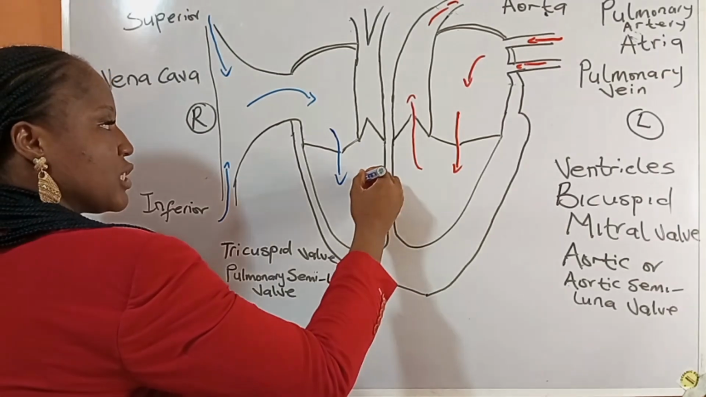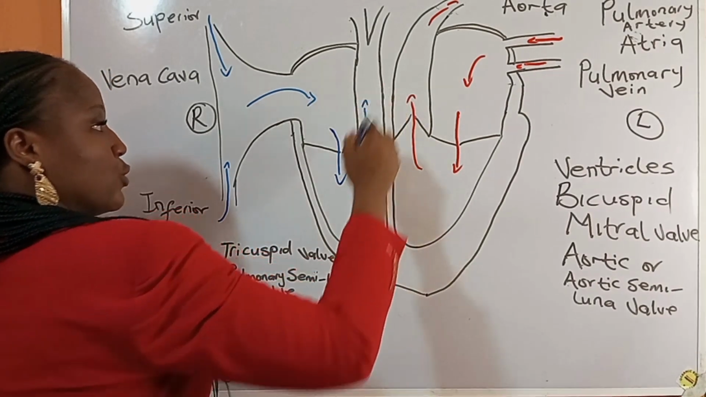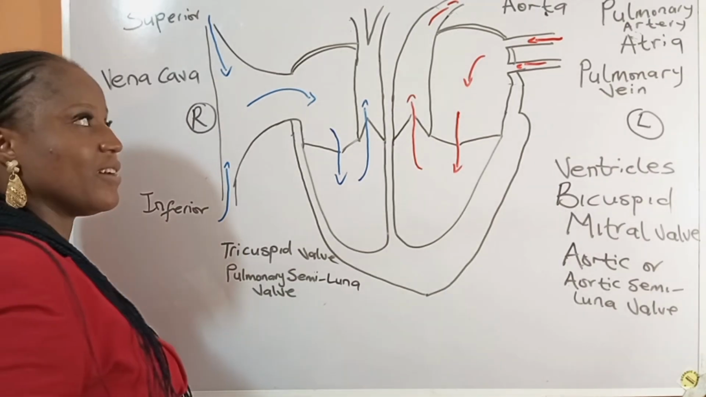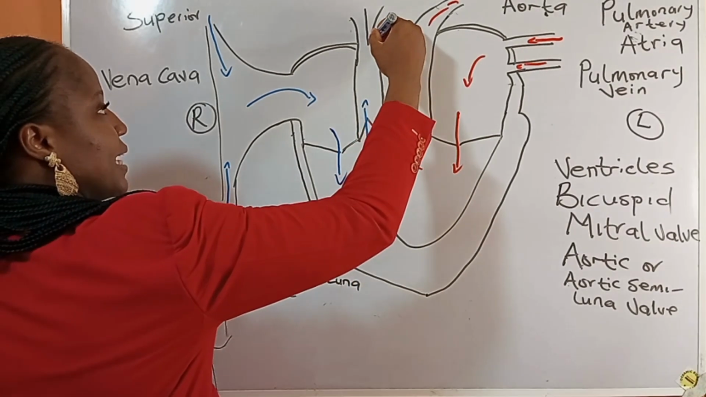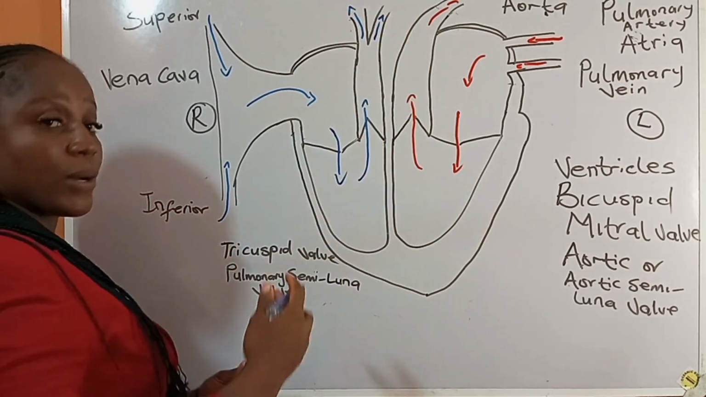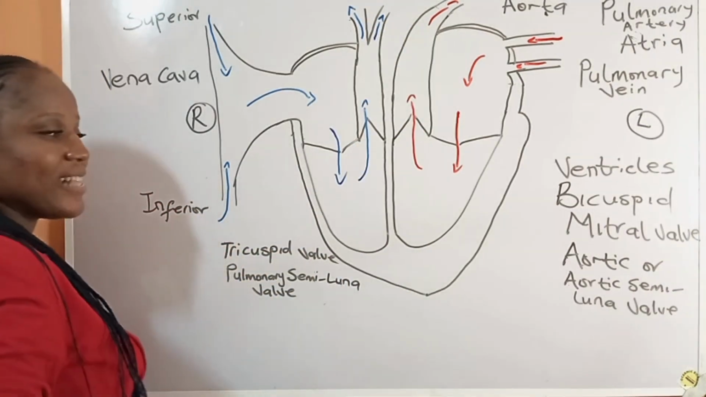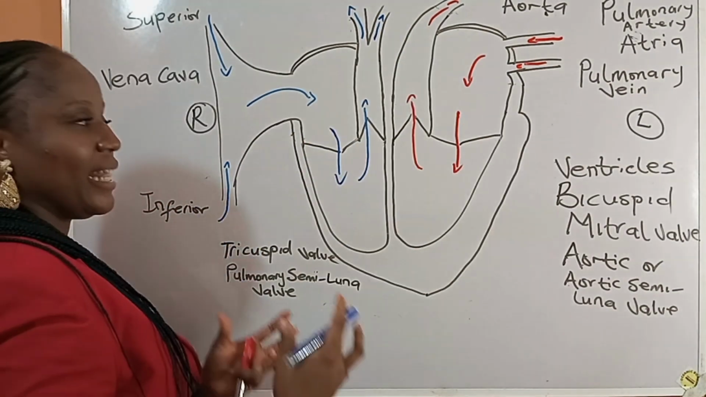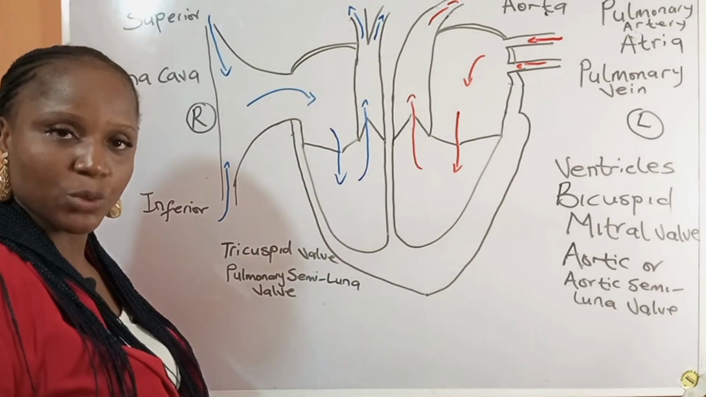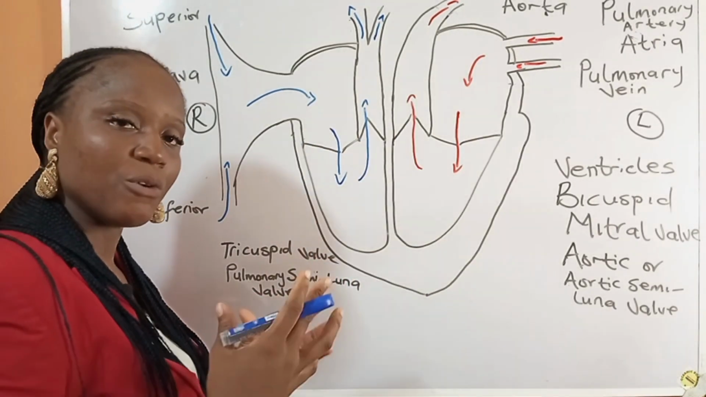It then pushes this blood, which passes through the what? The pulmonary semilunar valve, and then the blood is sent across to the lungs, where it gets oxygenated. So that is the pattern of blood flow in the body, and we can say that the valves play a very important role in the flow of blood.